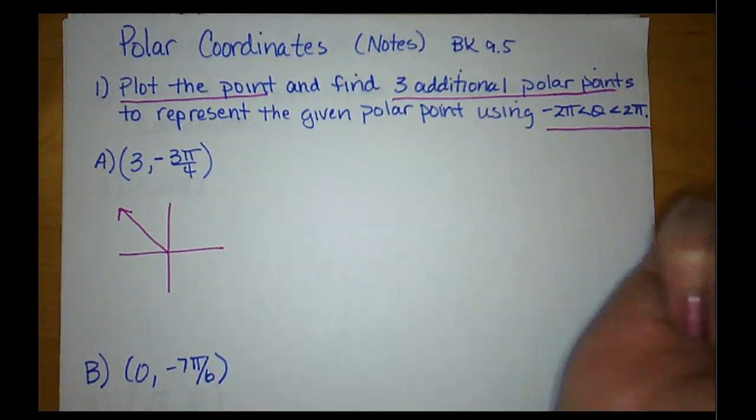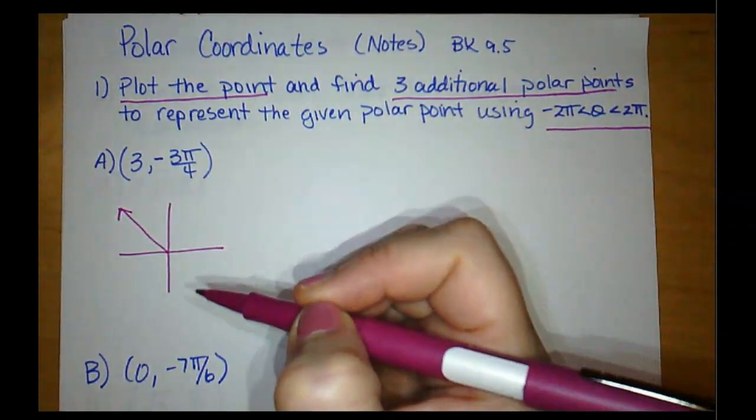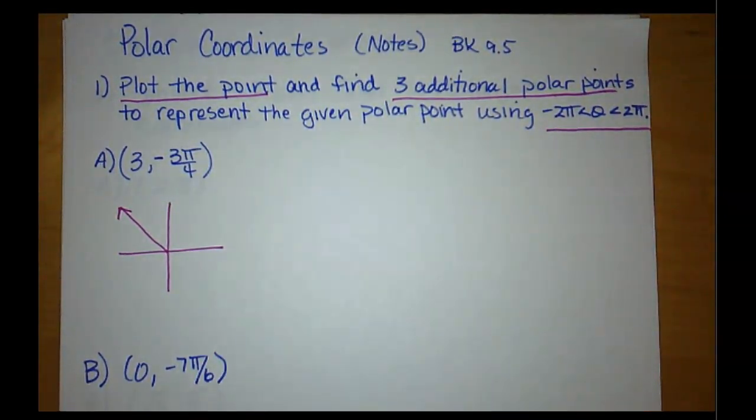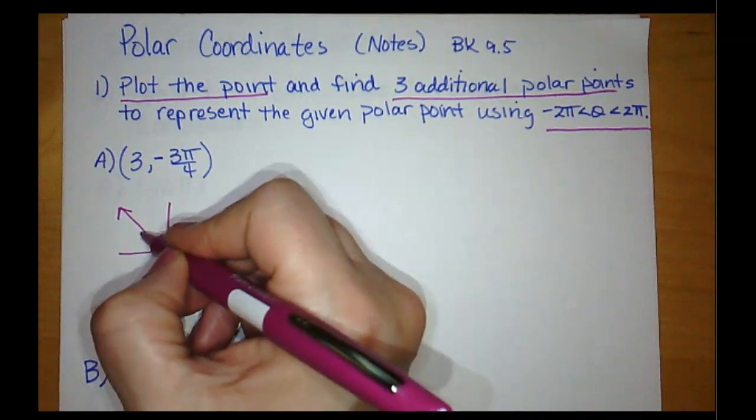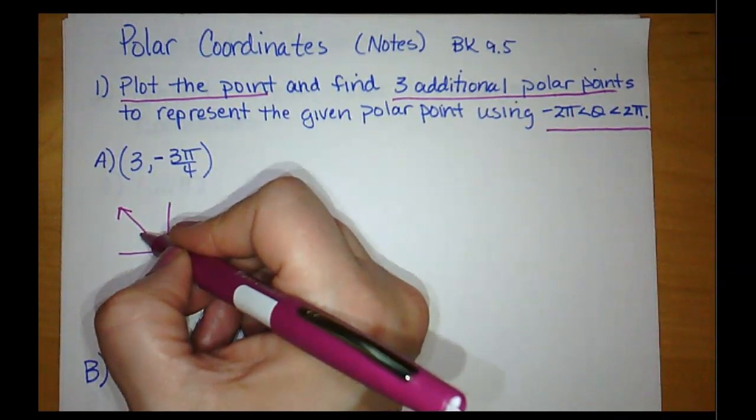Okay, so the first thing I need to do is figure out where -3 pi over 4 is going to be. So -3 pi over 4 is going to be this angle right around to here.